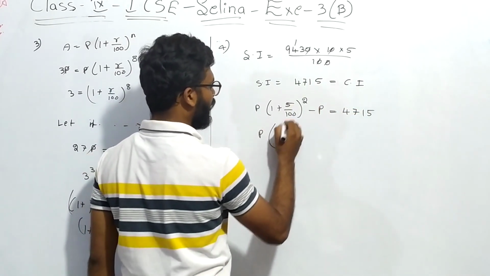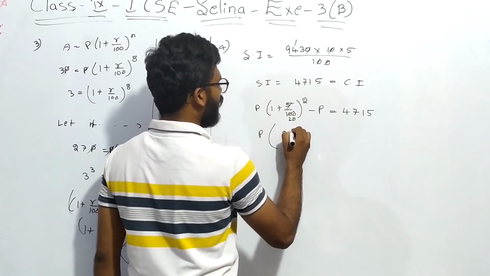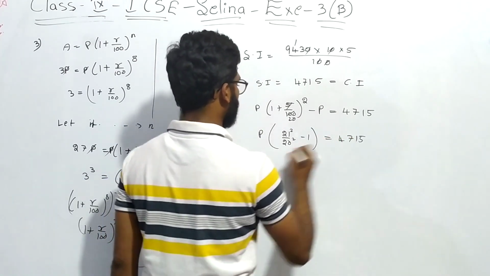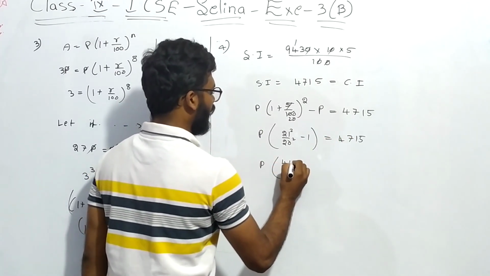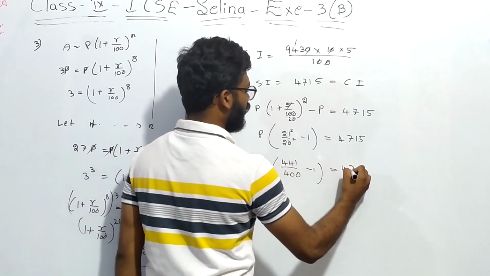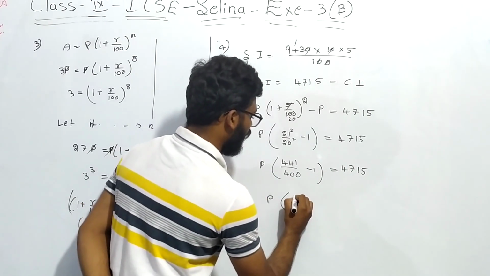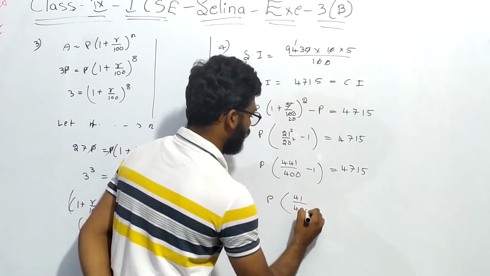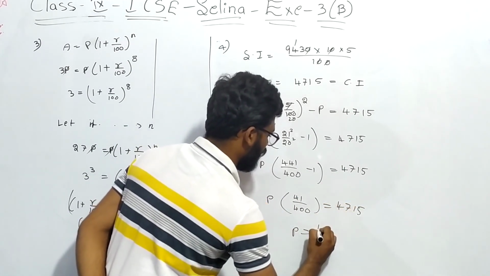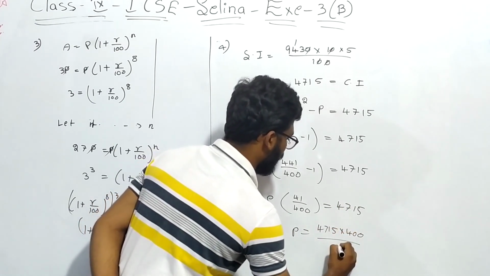So P is common. 5 1 is 5, 20. So (21 by 20) whole square minus 1 is equal to 4715. So P into (441 by 400 minus 1) is equal to 4715. So P into 41 by 400 is 4715. So P is equal to 4715 into 400 by 41.